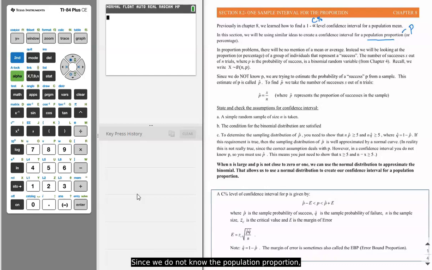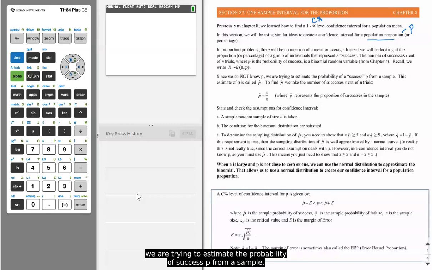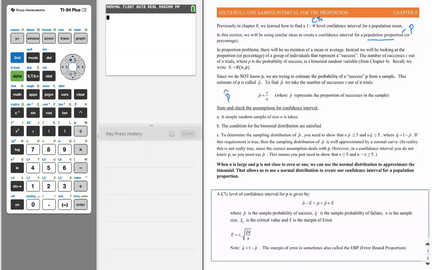Since we do not know the population proportion, we are trying to estimate the probability of success p from a sample. This estimate of p is called p hat. So to find p hat, let me just write it a little bit differently. p hat is equal to x over n, where p hat represents the proportion of successes in the sample, x is the number of successes and n is the number of total trials.